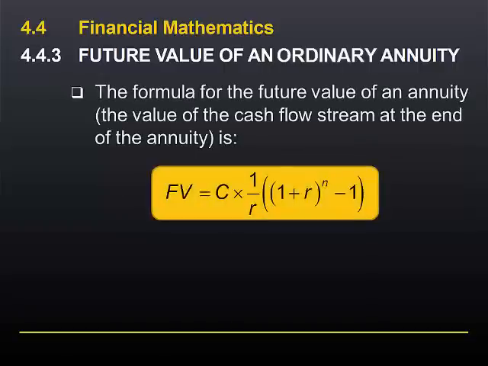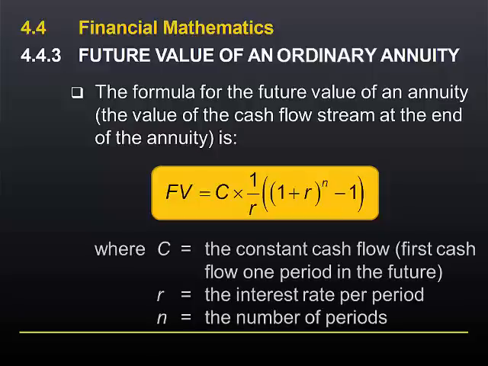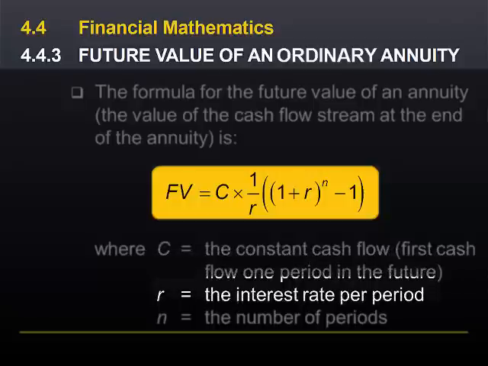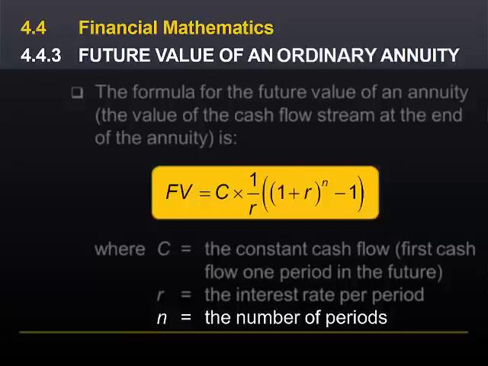This is the formula for the future value of an annuity, where the future value is as at the end of the annuity, when the last payment is made. The variables have the same meaning as in the previous formula. C is the constant cash flow, where the first cash flow occurs 1 period in the future at the end of the first period of the annuity. R is the interest rate per period, and N is the number of periods.